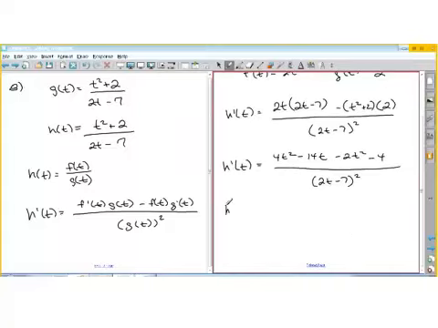And then finally, the final answer here, combine like terms, so you get 4t minus 2t, which is 2t squared, minus 14t minus 4, all divided by 2t minus 7 quantity squared.